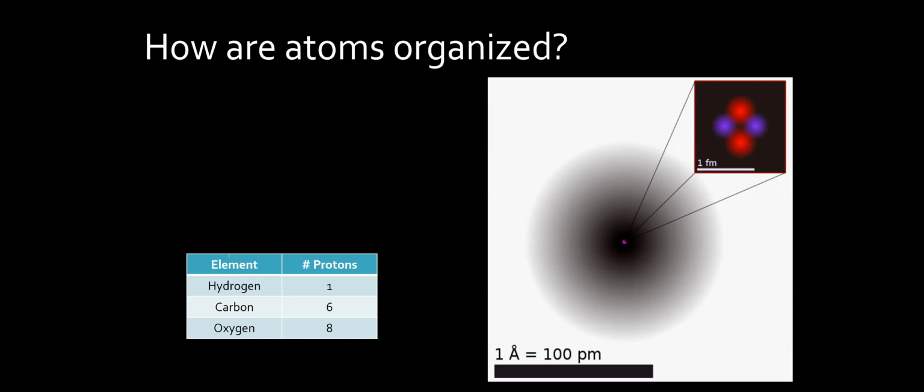Over here, you can see 3 of the most common elements to life: hydrogen, carbon, and oxygen, and you can see their corresponding number of protons. Hydrogen has 1, carbon has 6, and oxygen has 8.